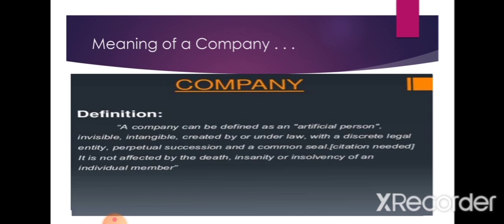A company can be defined as an artificial person, invisible, intangible, created by or under law, with a discrete legal entity, perpetual succession, and a common seal. It is not affected by the death, insanity, or insolvency of an individual member.